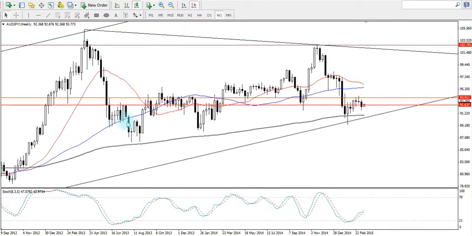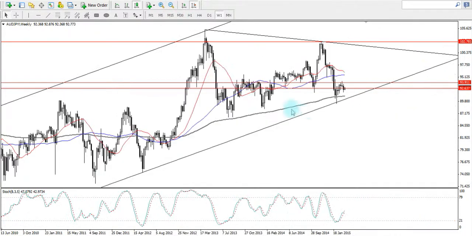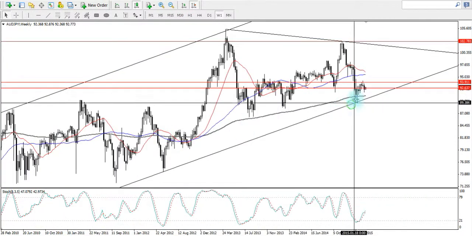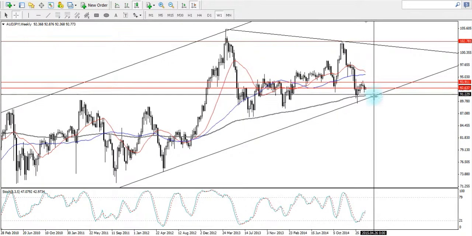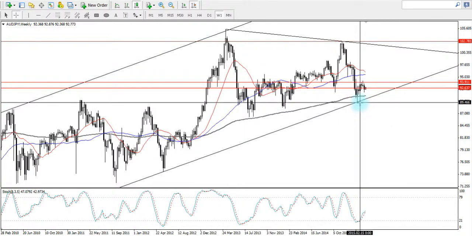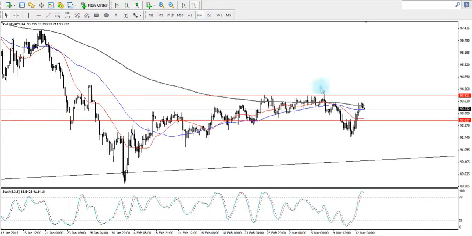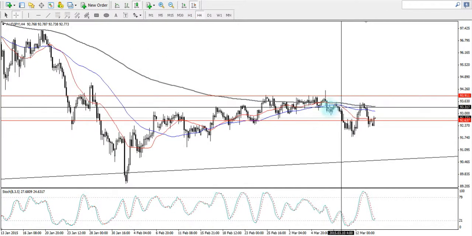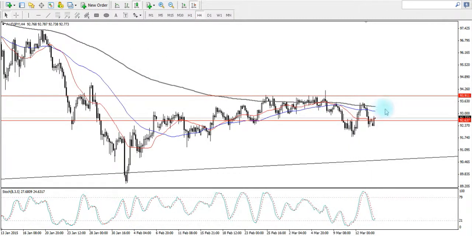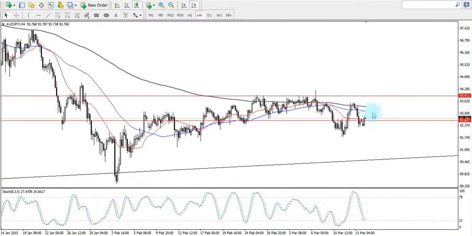And last but not least, I would like to touch on the Aussie against the Japanese yen. So in the weekly chart, as I have always been mentioning, there was a rising trend channel. Price got supported at the bottom, and it started to rebound, but we are seeing some retracement over here. So zooming in on the 4-hourly chart, we do see the price has been rejected by the 200 moving average. Right now, we are still seeing consolidation over here.